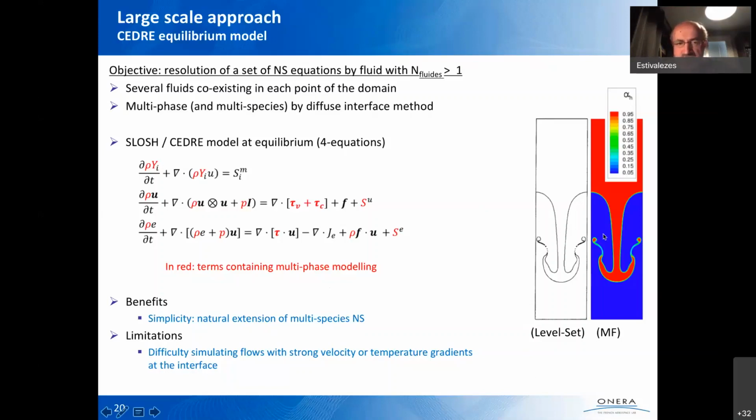Here you have an example on a well-known academic problem. You compare the level set approach, the approach I told you before, and the multi-fluid solution. So you can see you smear a little bit the interface. You don't have a clear line delimiting both phases. You have a zone which depends on the thickness of the grid, the resolution of the grid. But anyway, you can get the good shape if you have enough resolution with this approach.